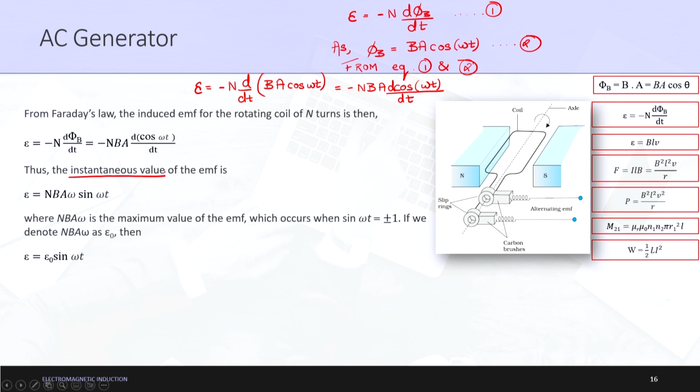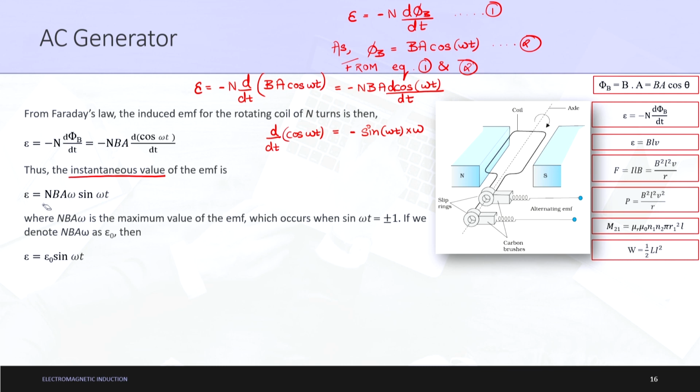The instantaneous value of EMF epsilon is equal to NBA omega. It is nothing but the differentiation rules being used. Because omega t was written, an omega is also multiplied while calculating the differentiation. So d by dt of cos omega t is equal to minus sin omega t into omega. Simple differentiation principles. So we got the value of epsilon as NBA omega sin omega t.